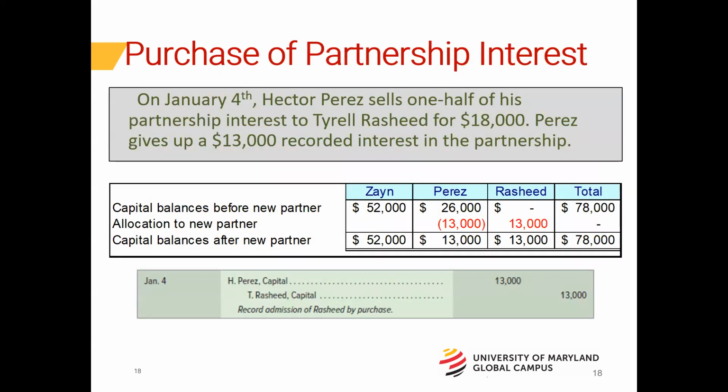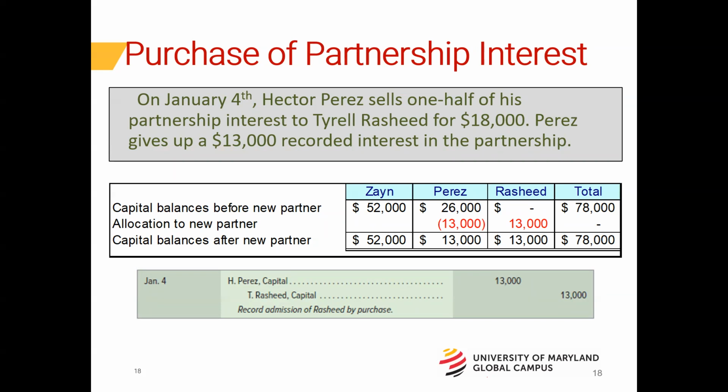So Rashid came in, and Rashid is a new partner, and Rashid bought $13,000 in shares from Perez. And so Rashid comes in as a new partner, and we can see how the allocation changes. The balance before the new partner for Perez was 26,000. The balance for Perez after the new partner, since Rashid bought $13,000 worth of shares from Perez: Perez's new balance is 13,000, and Rashid's balance is 13,000. Zane is still at 52. Total still at 78.